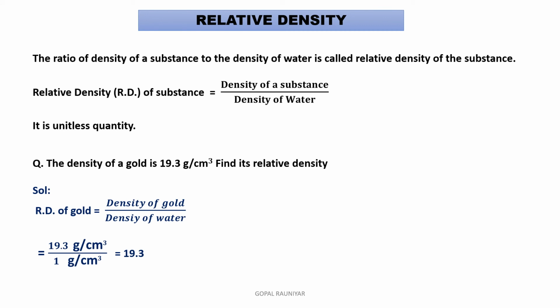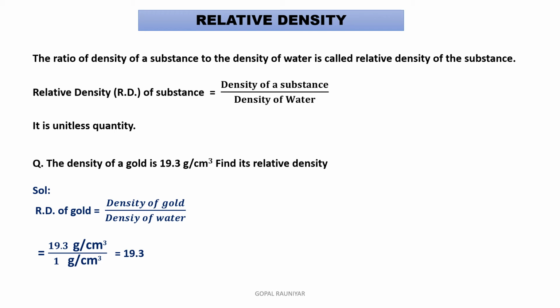Let's understand with an example. The density of gold is 19.3 gram per centimeter cube, and you have to find its relative density. So we know the relative density formula: density of gold upon density of water, means density of the substance, whose relative density we have to find out, upon density of water.